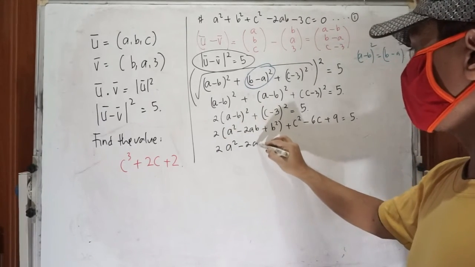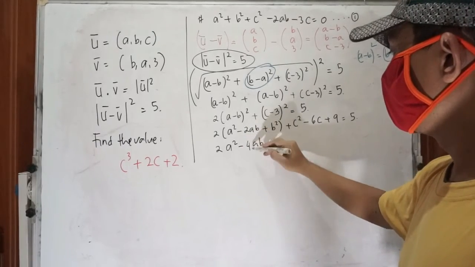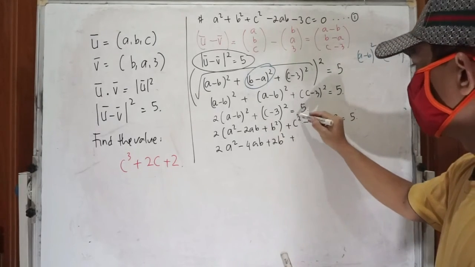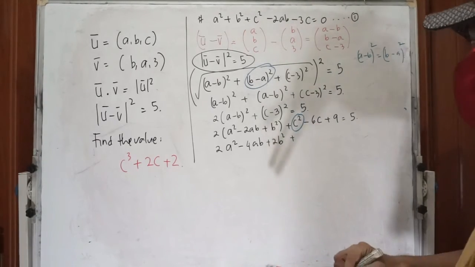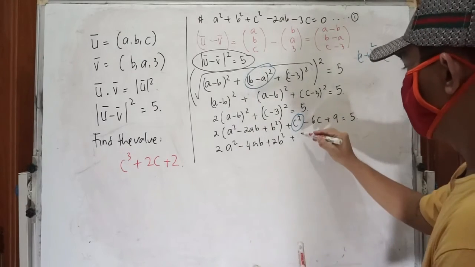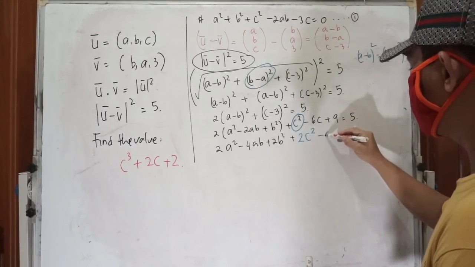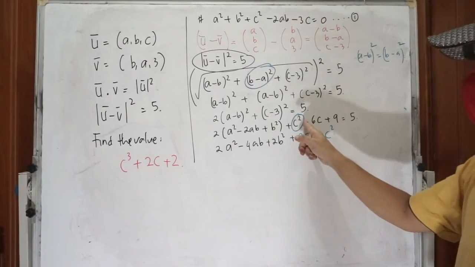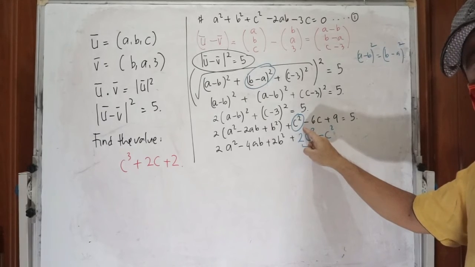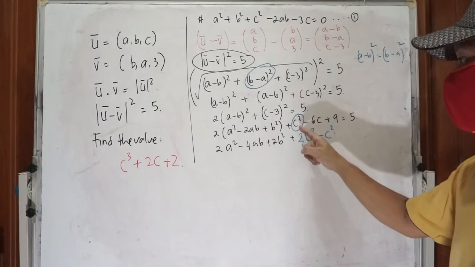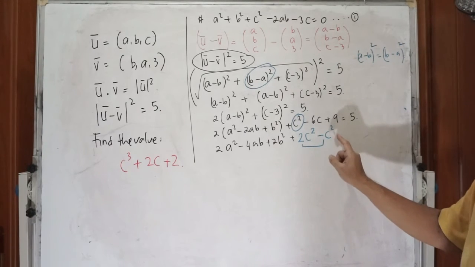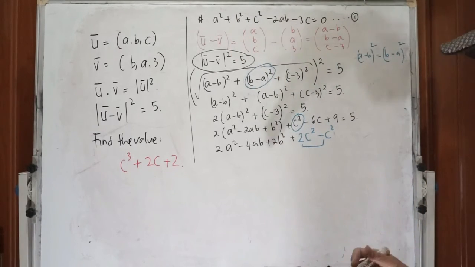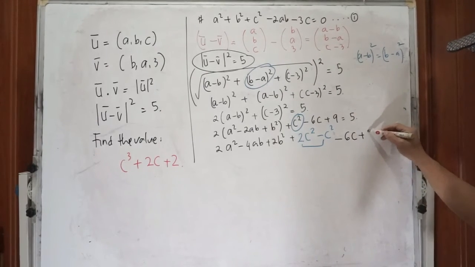2A square minus 4AB plus 2B square plus 2C square. Simplify. 2C square minus C square. Do you agree? You got C square, right? Why change C square to 2C square minus C square? To adjust this equation to the previous equation. The rest: minus 6C plus 9 equal 5.